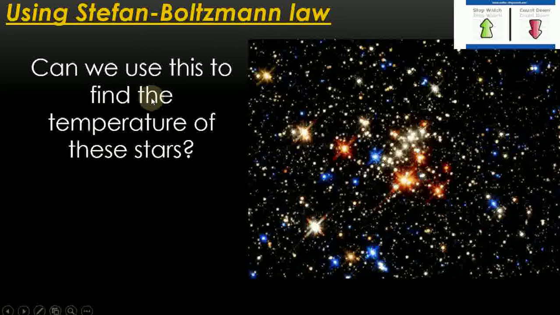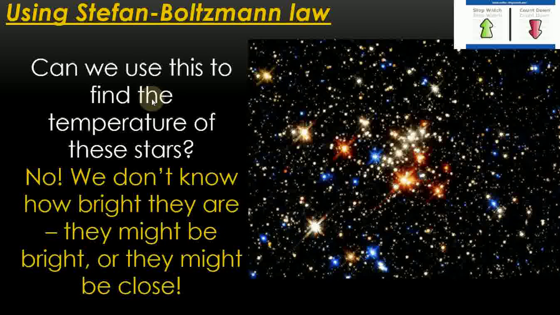So, we look at some stars in the night sky and they're all different brightnesses. So, does that mean that we can find their temperature? Well, no, it doesn't, because we don't know if they're just very, very bright or if they're far away. All we can see of a star is how bright it appears and its colour.